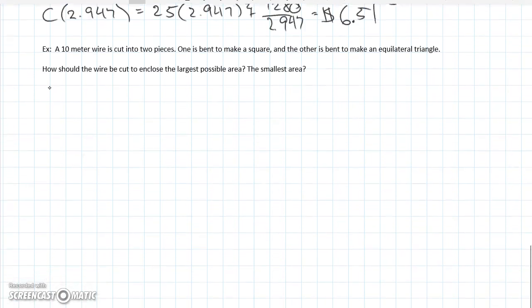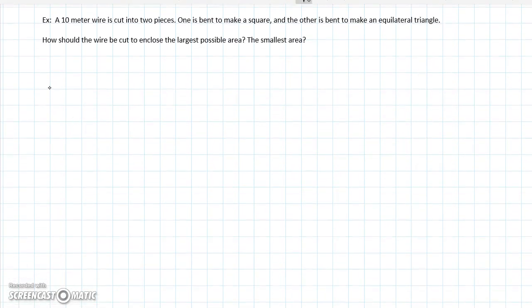In our next example, we've got a wire. So let me draw a picture of a wire. It looks like this. And it's 10 meters long. So let's say this is 0 and this is 10. And we're going to cut it into two pieces. One of those pieces will be bent into a square and the other to make a triangle.